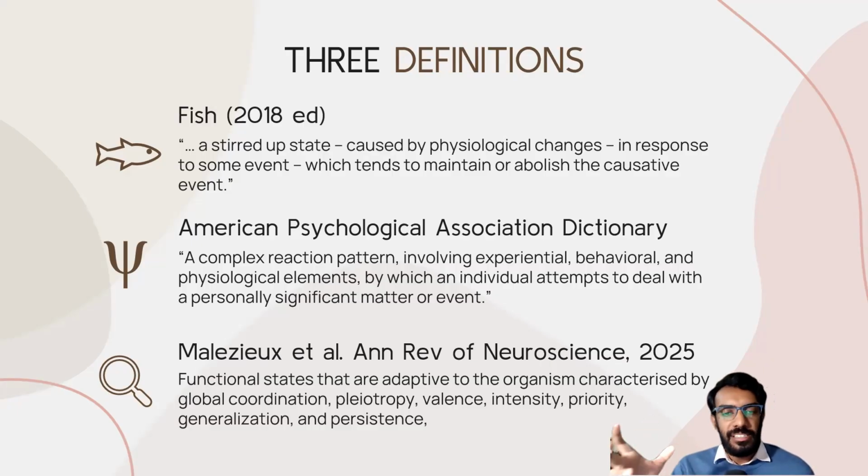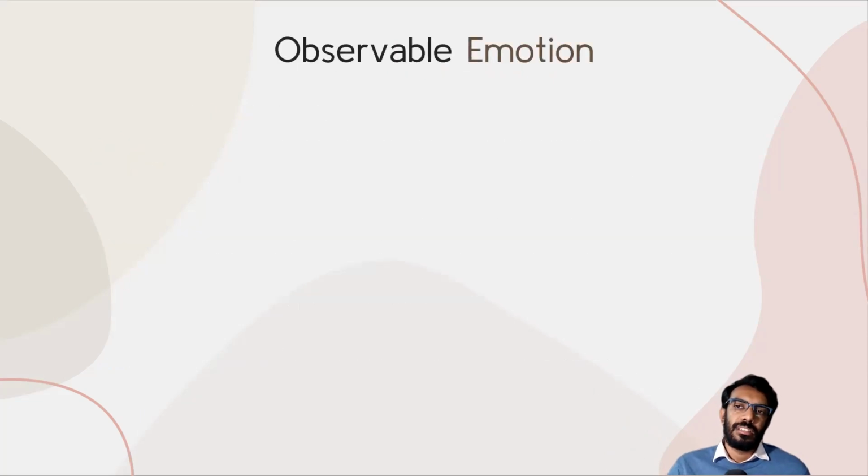So for experimental studies, they have designed this term to differentiate it from other psychopathology, other psychological phenomena such as motivation, such as cognition, all of these things. And this is the definition that they've come to, right? This is what they called observable emotion, right?